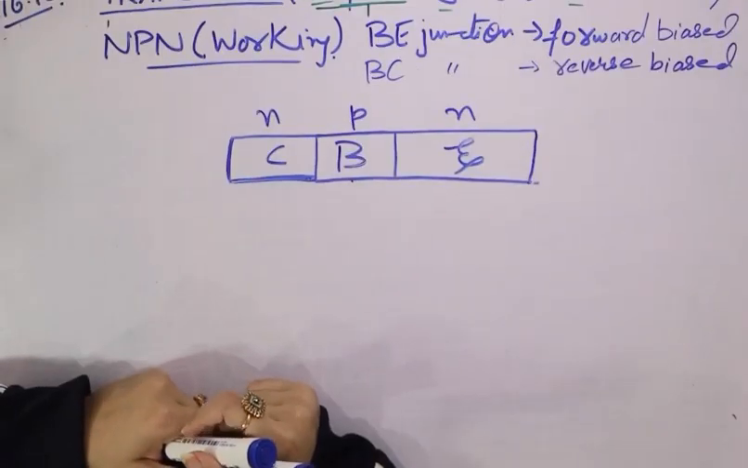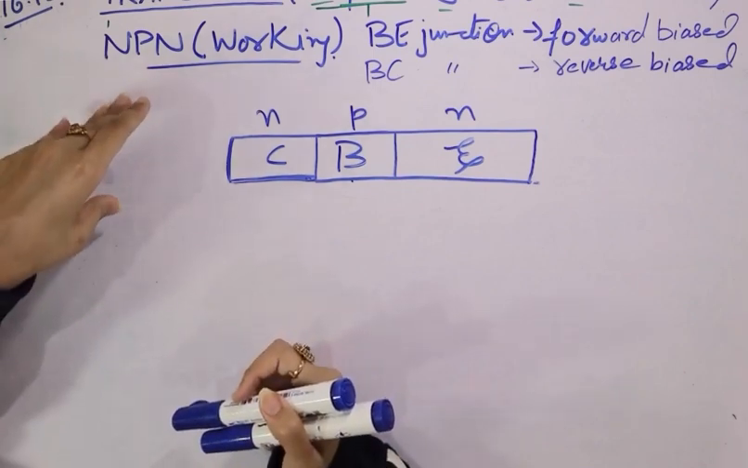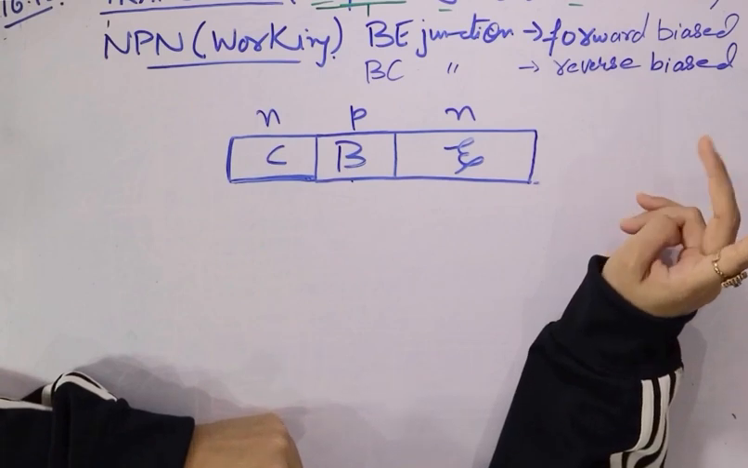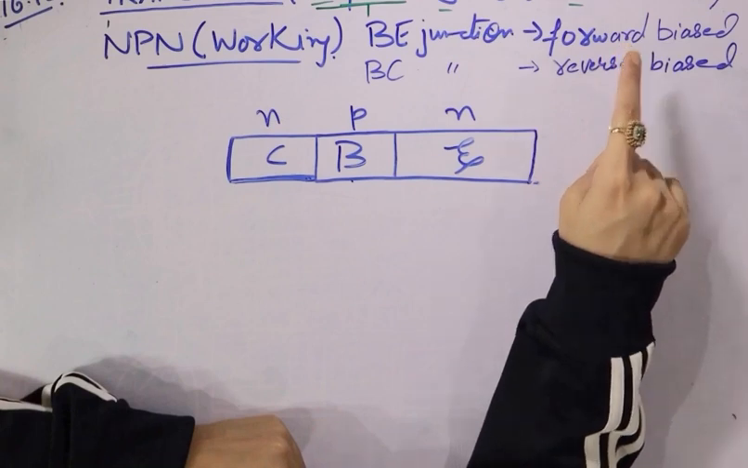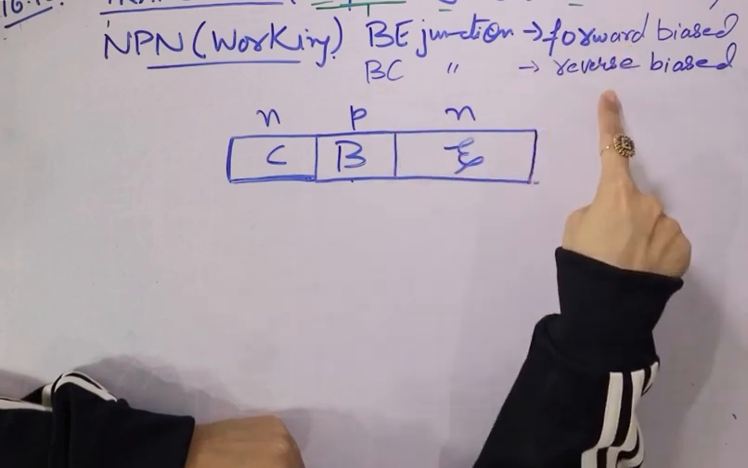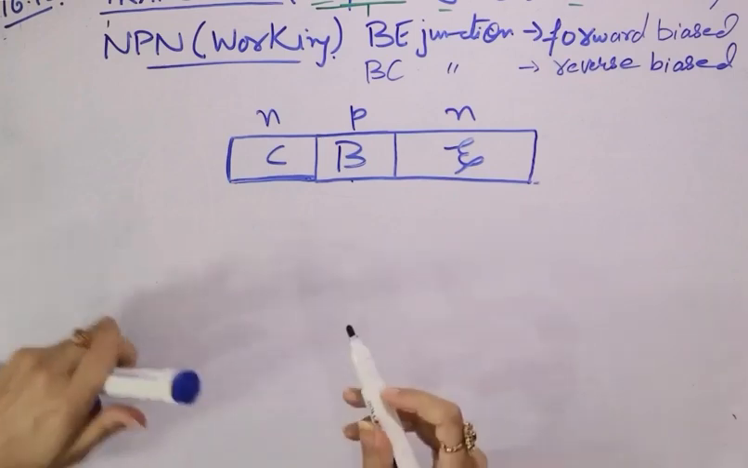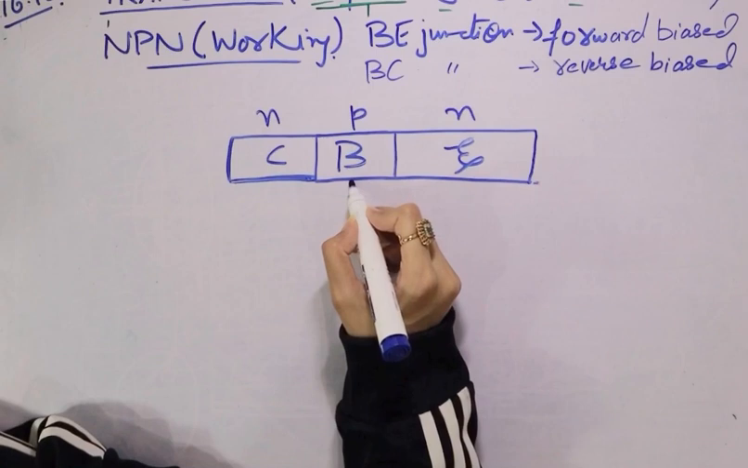Okay, so first we are going to discuss how our NPN works. Two things to remember in NPN: the base emitter junction is always forward bias and the base collector junction is always reverse bias. How? Let's see. Let's talk about our base emitter junction. That means this one over here. It needs to be forward bias.